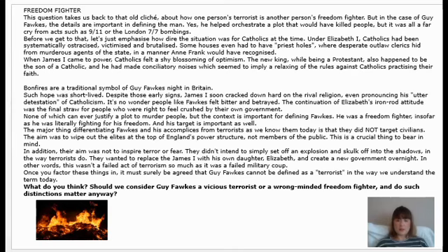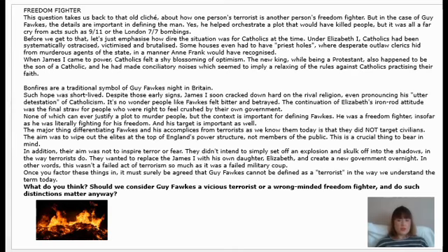When James I came to power, Catholics felt a shy blossoming of optimism. The new king, while being a Protestant, also happened to be the son of a Catholic, and he had made conciliatory noises which seemed to imply a relaxing of the rules against Catholics practicing their faith. Now that's interesting because Anne of Denmark, his wife, we believe converted to Catholicism at some point and was a practicing Catholic, and I think that worried Parliament quite a lot.